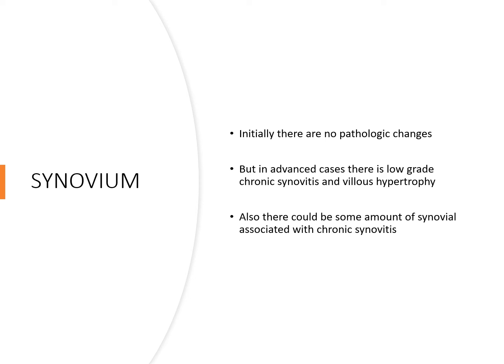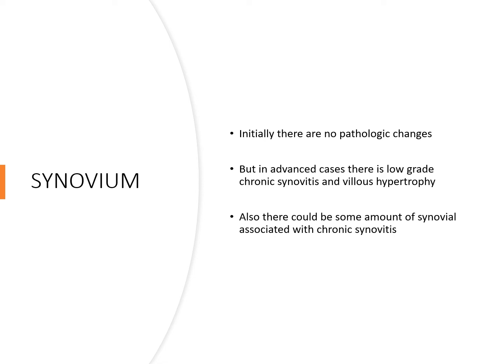Now coming to the next structure, synovium. In osteoarthritis, initially there are no pathologic changes, unlike RA. In RA, synovium changes are the most important changes rather than bony changes. In OA, we have most of the changes in articular cartilage and bone and very less in synovium in the initial stages. So please remember this difference between the two.